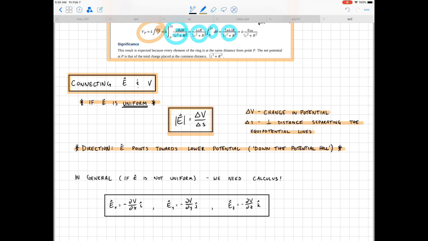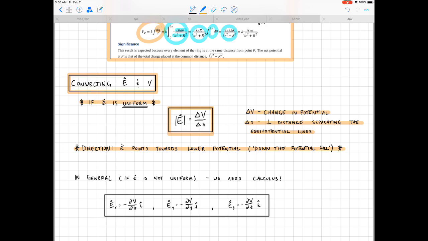And this is really important, and this is a thing to pay attention to when you're looking at maps of equipotential lines, is that the direction of the electric field points towards lower potential, or pointing down the potential hill. So we're going to look at some examples of equipotential lines in just a moment, and you can immediately determine the direction of the electric field by looking at which direction is downhill, right? Which direction is towards lower electric potential.